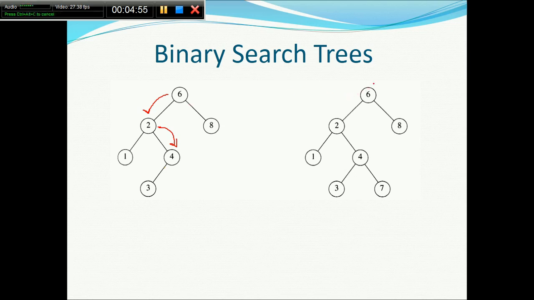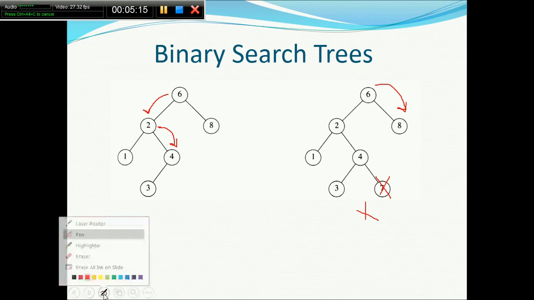For 6, it is fine, it is greater. But in the left subtree, you can see here, 1 is okay, 2 is okay, 3 is okay, 4 is okay, but 7 is not okay. It is not allowed. Hence, it is not a binary search tree because we have 7 here.